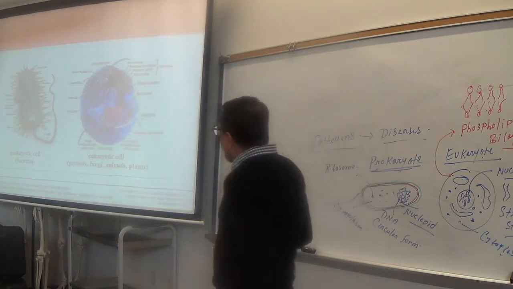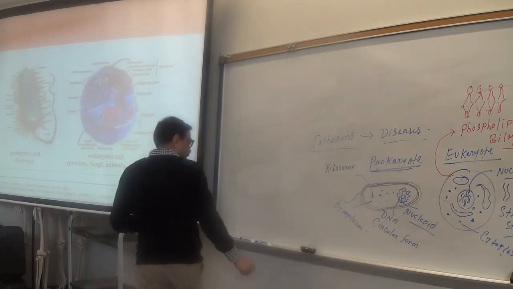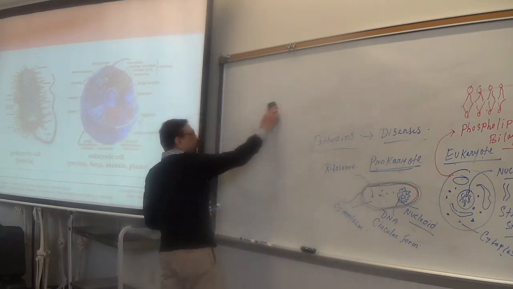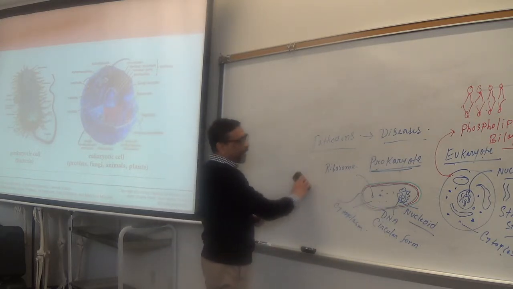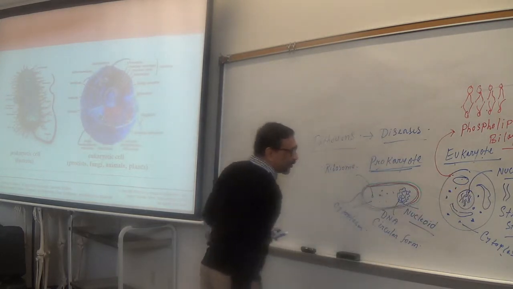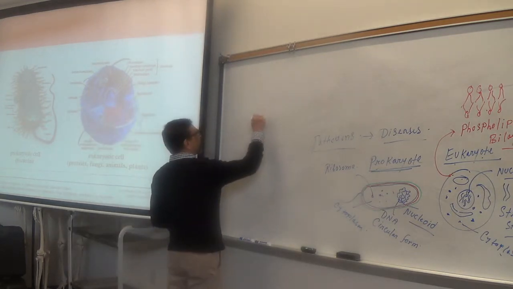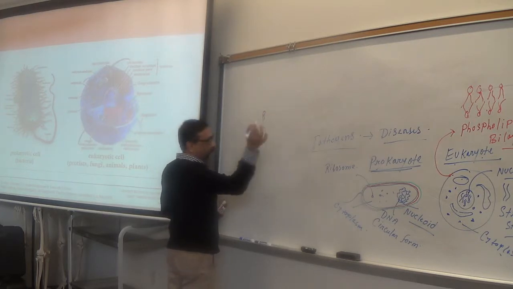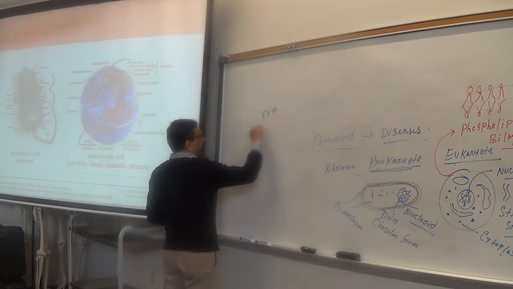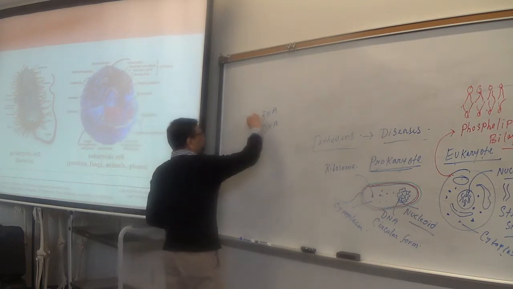Now, the function of the nucleus is very important to understand how bacteria or viruses work. So let's briefly go over the function of DNA and RNA. You need to know this to understand how bacteria or viruses work. RNA, ribonucleic acid, DNA, deoxyribonucleic acid. Those are very important components.